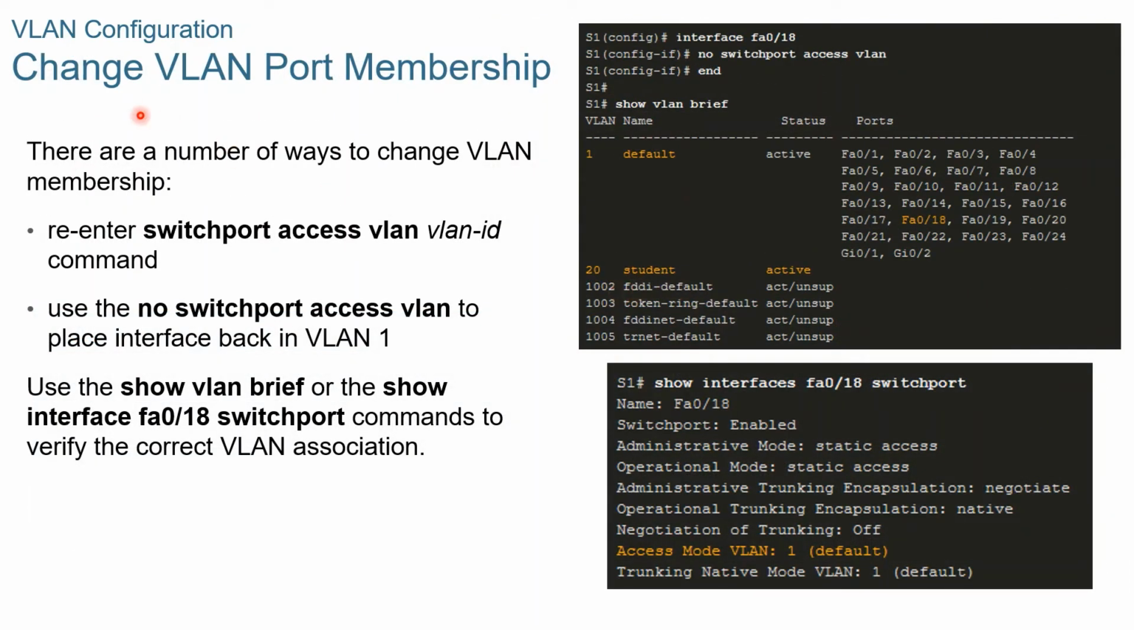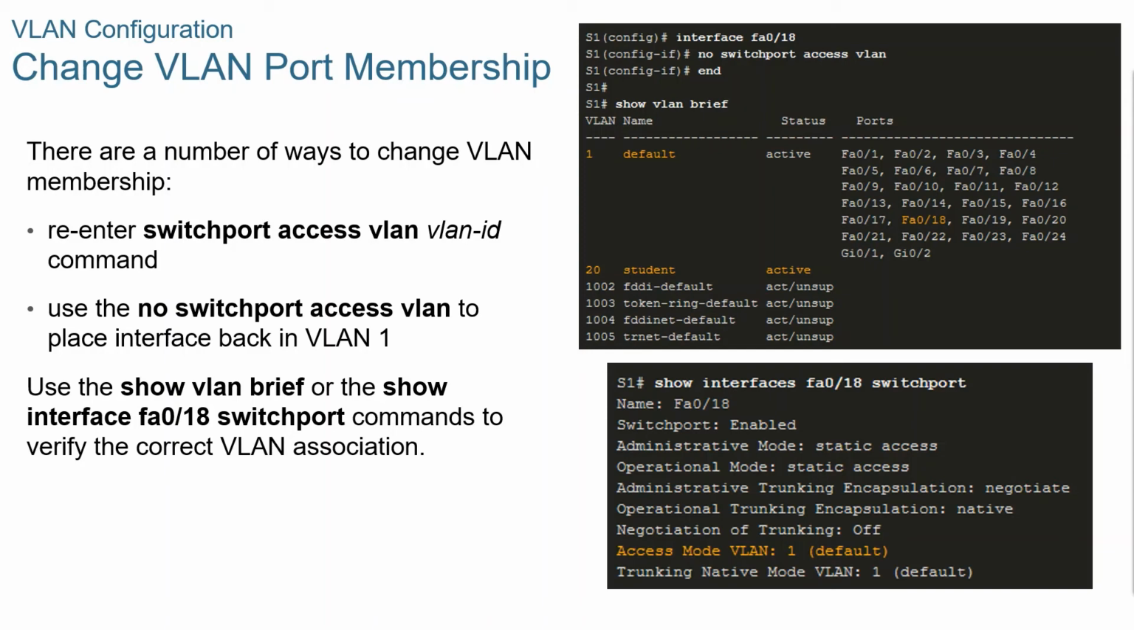Okay, so changing the VLAN port membership. There are a number of ways to change a VLAN port membership. If the switch access port has been incorrectly assigned to a VLAN, then simply re-enter the switchport access vlan ID interface configuration command with the correct VLAN ID.